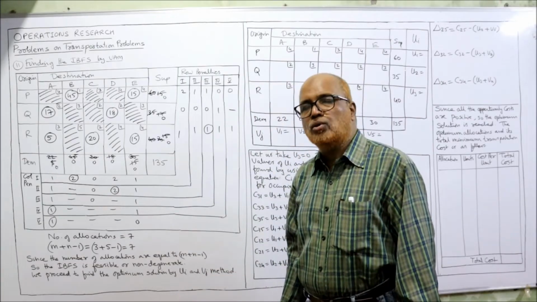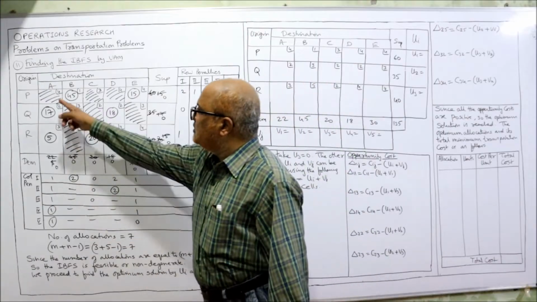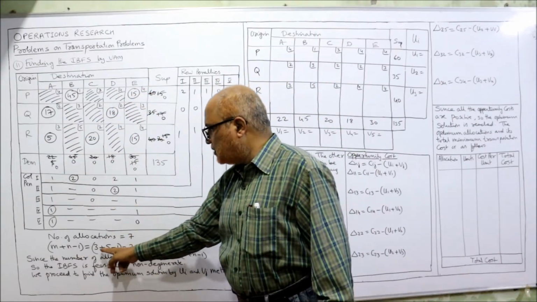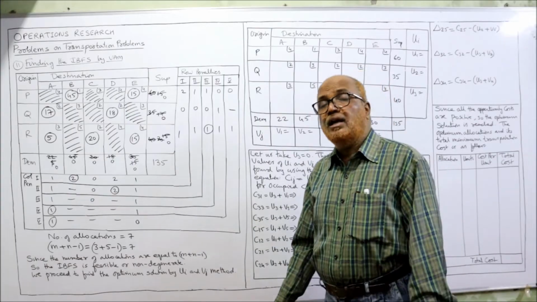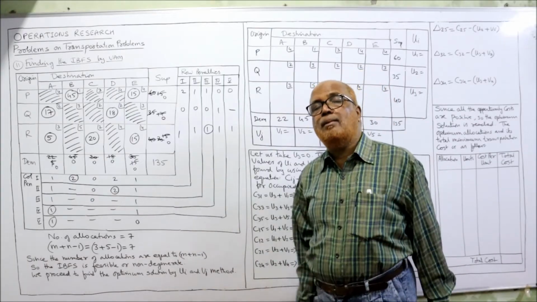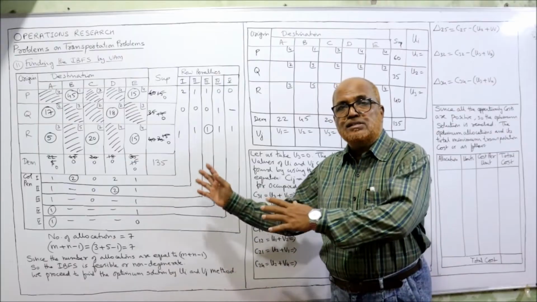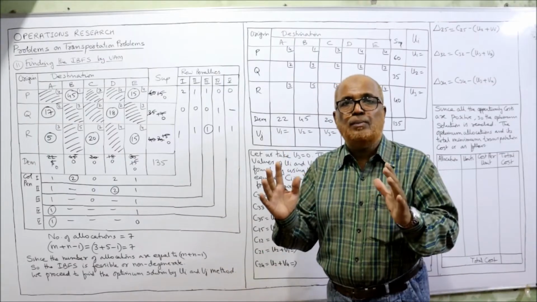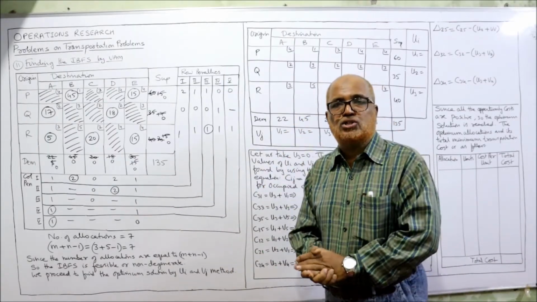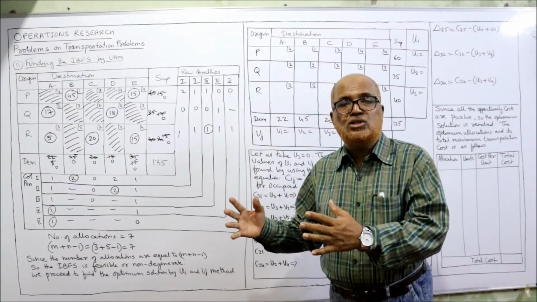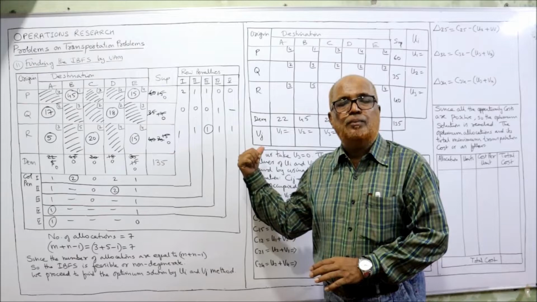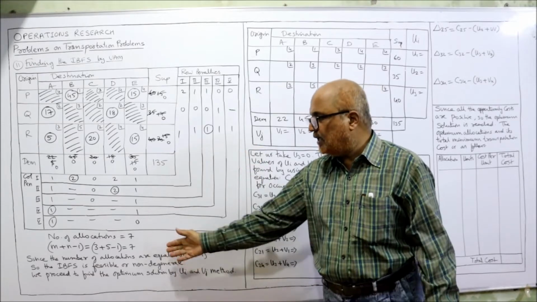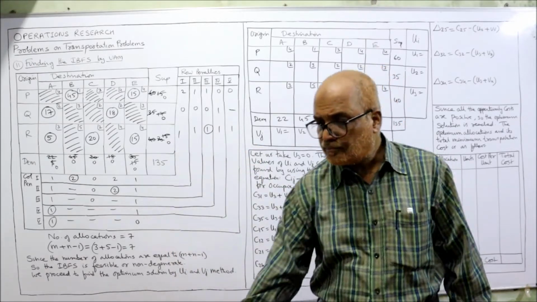m plus n minus 1, where m stands for the number of rows and n stands for the number of columns. 3 rows, 5 columns. So 3 plus 5 minus 1 is equal to 7. That means fortunately our number of allocations is equal to m plus n minus 1. So this IBFS is feasible or non-degenerate. Now it's a green light. We can go ahead in calculating the optimality test by the ui and vj method.